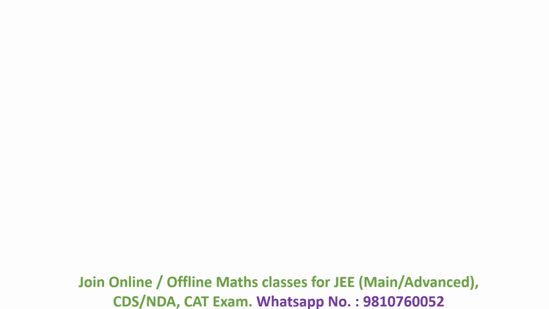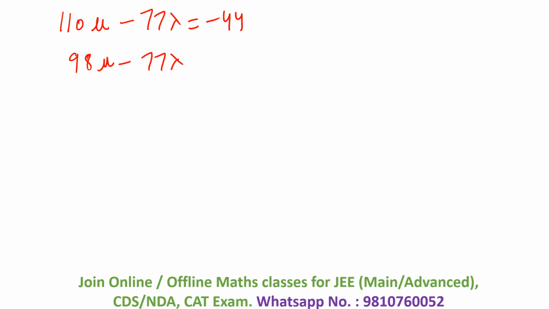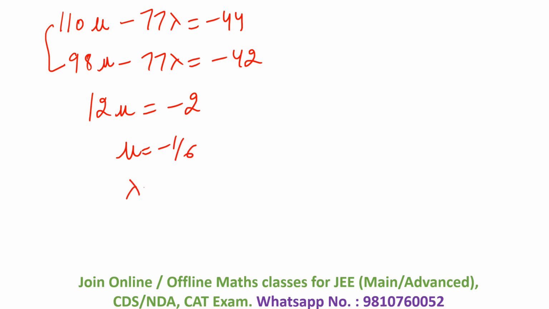Now students, just multiply the equation number 1 by 11 throughout and multiply the equation number 2 by 7 throughout. So the first equation becomes 110 mu minus 77 lambda equal to minus 44, and the second equation becomes 98 mu minus 77 lambda equal to minus 42. Now just subtract the second equation from the first equation. You will be getting 12 mu equal to minus 2, or mu becomes minus 1 upon 6. Now when I put the value of mu in any of the original equations, I will be getting the value of lambda as 1 upon 3.